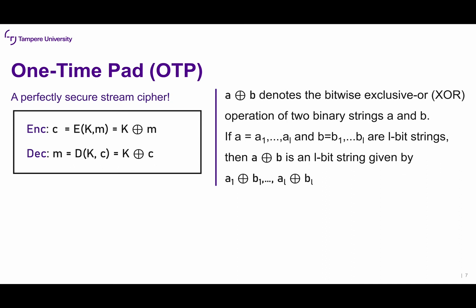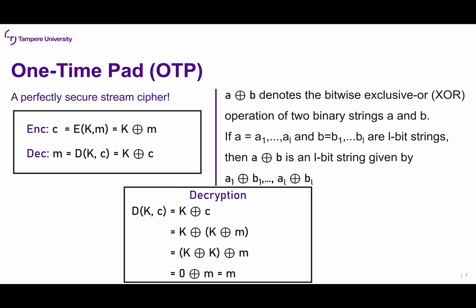So if A equals A1, A2, and so on till AL, so an L-bit string, and B is equal to B1 till BL, another L-bit string, then A XOR B is an L-bit string given by A1 XOR B1, A2 XOR B2, so on and so forth until the end, AL XOR BL. So let's see why the decryption is almost equal to encryption.